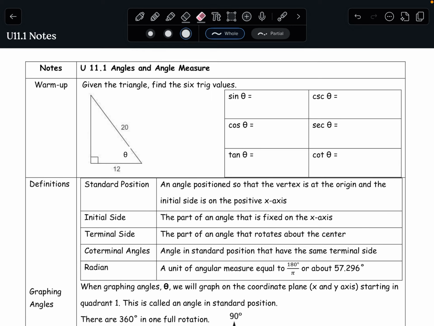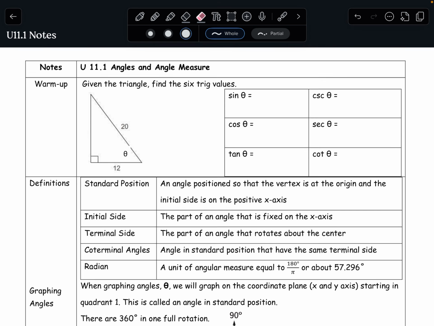Hello and welcome to Unit 11, Lesson 1, Angles and Angle Measures. This is our first lesson in more of our trig part of our class. And so we're going to be taking ideas that you saw in geometry and expanding on them. And so that's the reason for your warm-up.